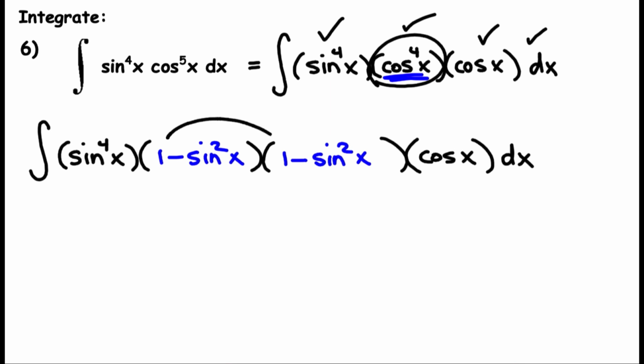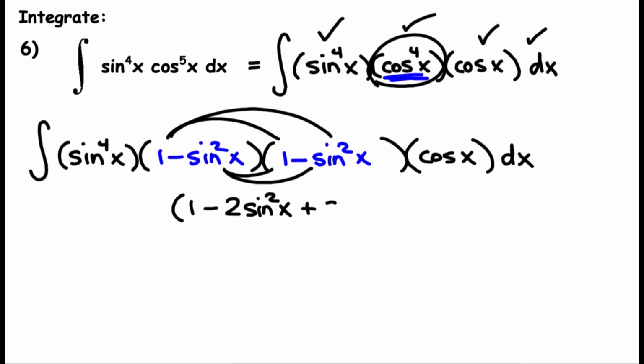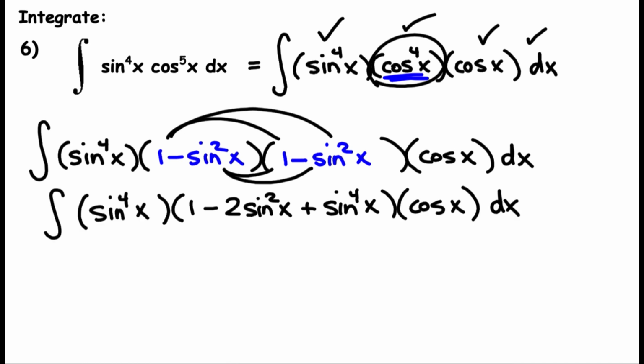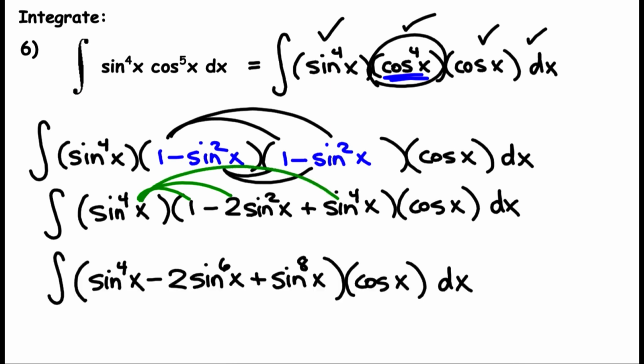All right, I'm going to FOIL this blue stuff out. When I do, that is going to become a trinomial. It'll be 1 minus 2 sine squared x, and then negative times negative will be plus sine to the 4th of x. Everything else just drops down. Now in green, I'm going to come through and distribute the sine to the 4th power into the trinomial, which will give you this. Now we're ready for a u sub.